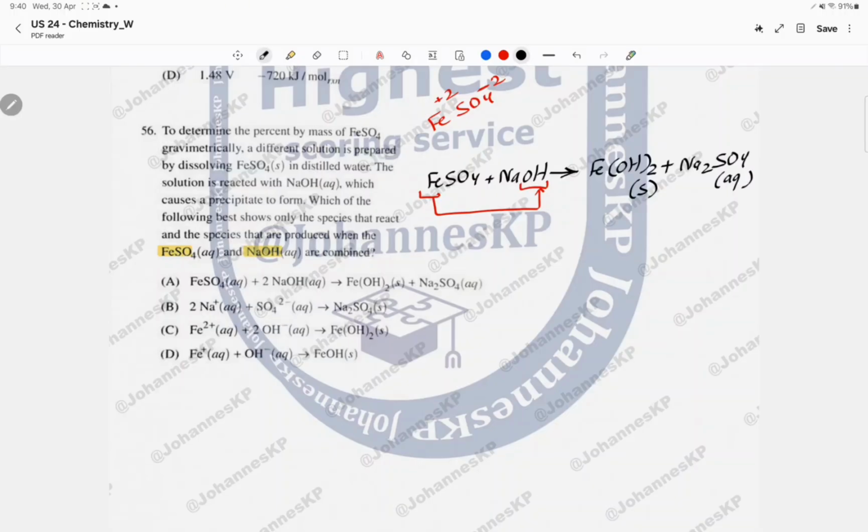Now what they're asking us is to show only the species that react and the species that are produced, which basically means they're looking for the net ionic equation. That means you just have to keep the precipitate on the product side and you have to ask yourself what makes it up. It's going to be Fe with 2 OHs. So it's going to be choice C.